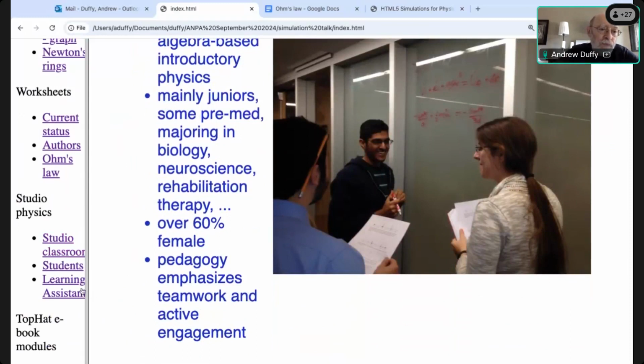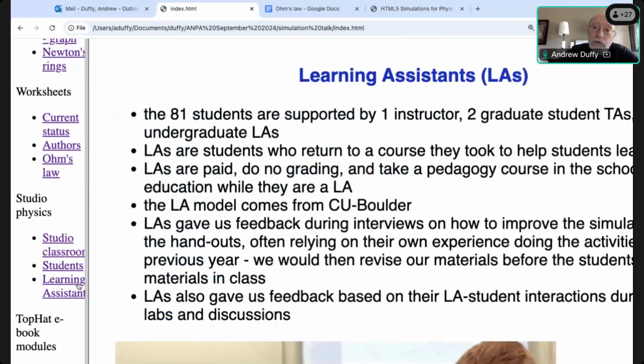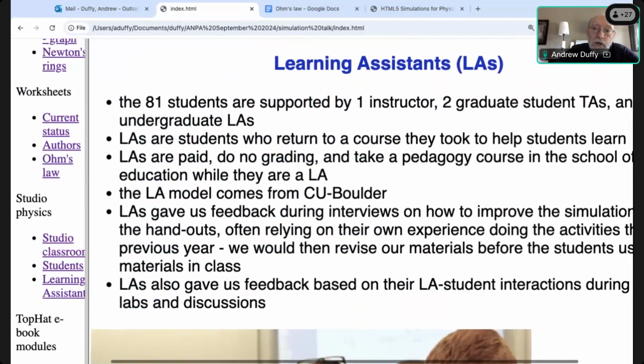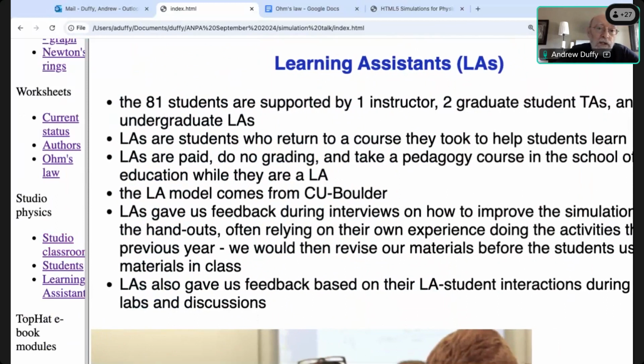And you may or may not be familiar with learning assistants. And so these are students who have taken the course previously, and they come back to the course. They get paid to do this. They don't have to do any gradings. They just have the fun of interacting with the students. They just come back to the course to help the students learn.